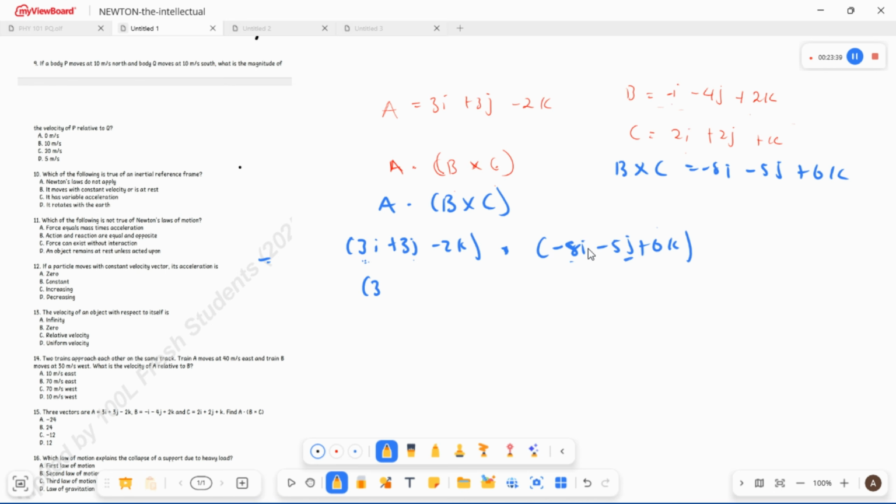So we are going to be having 3 times minus 8 plus 3 times minus 5 plus minus 2 times 6. So 3 times minus 8 will be minus 24 plus minus 15 plus minus 12, right? So we have minus 24, then we have minus 15 minus 12. All right, so I think I made a mistake when we were doing the determinant, right?